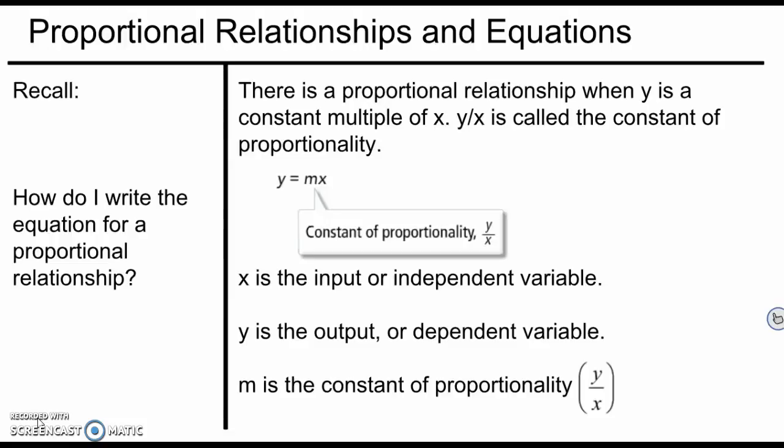We write it in the form of y equals m, which is the constant of proportionality, times x. X is the input or independent variable. Y is the output or dependent variable, and m is the constant of proportionality.